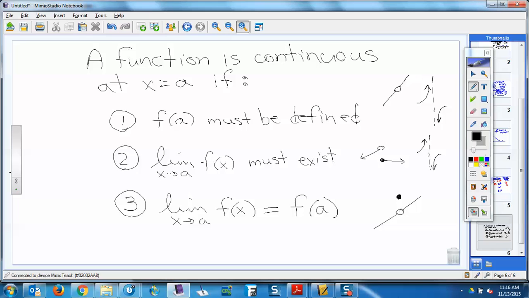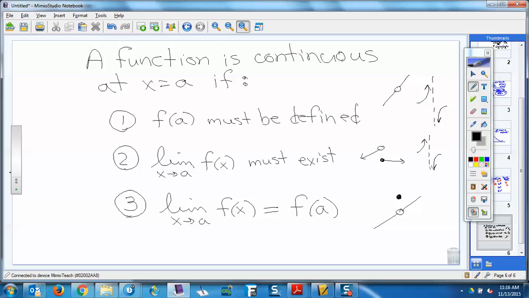So not only does the function have to have an output, and the limit must exist, the cars must meet, but the cars have to meet at the same place as where the output is. The limit has to equal the output. So if you've got all three of those things happening, then the function is continuous, right?